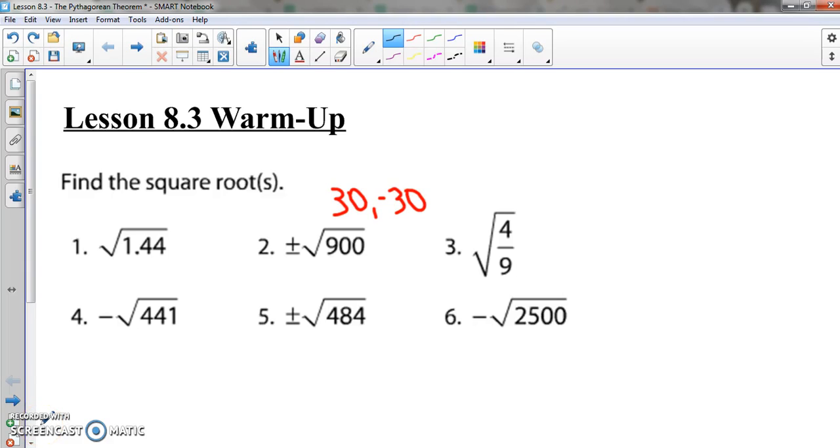Hi class, over the next couple of days you guys are going to be working on square roots and the Pythagorean theorem. You probably remember hearing the Pythagorean theorem from last year in 7th grade, but I thought this would be a really good time for you to go over it. If you take a look at the 6 warm-up questions on the board, I actually have the answer to question 2 already up on the board.